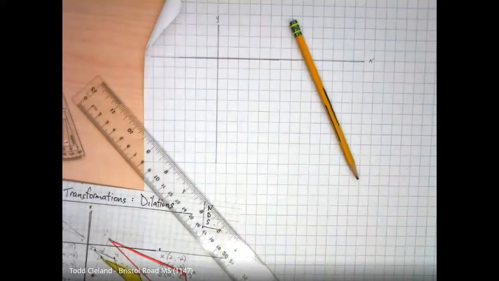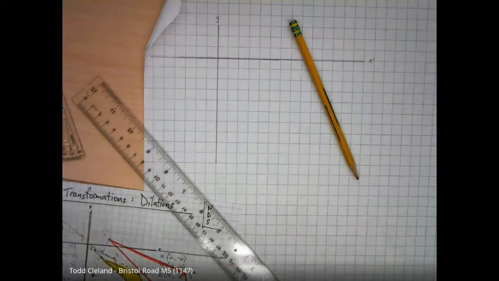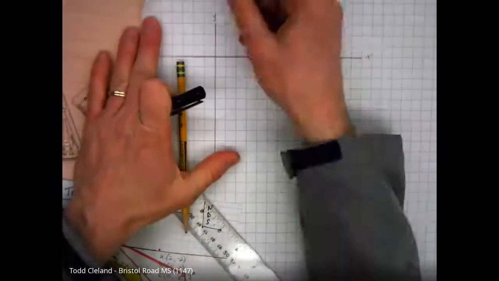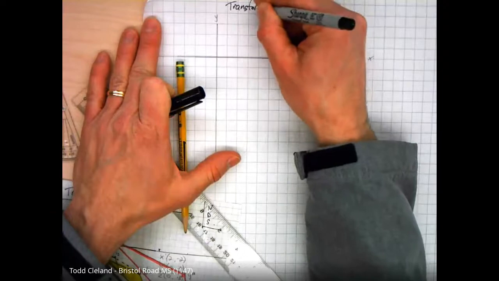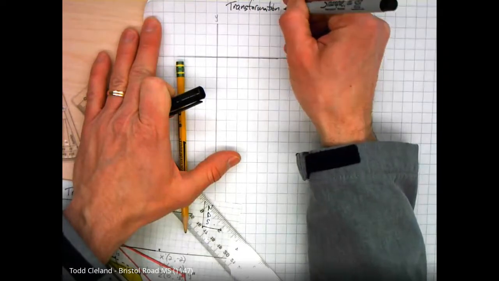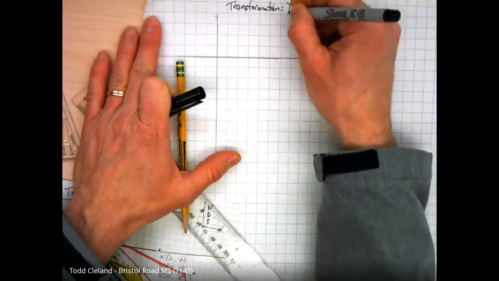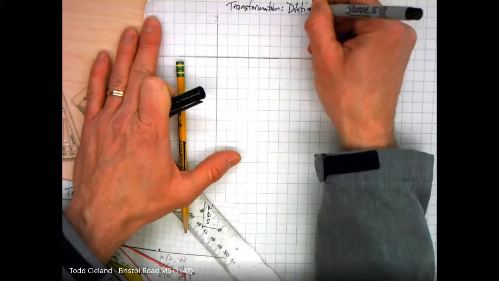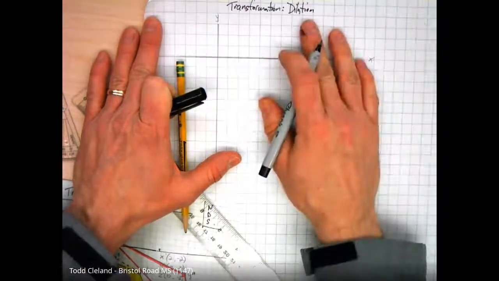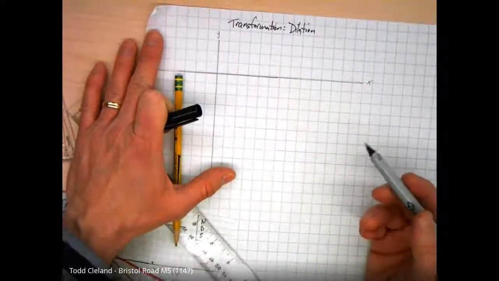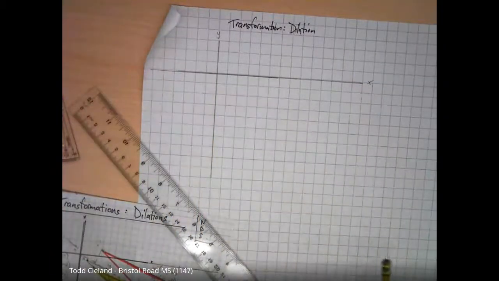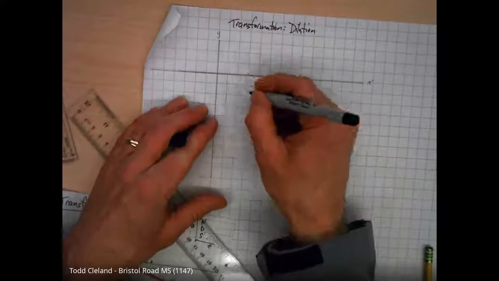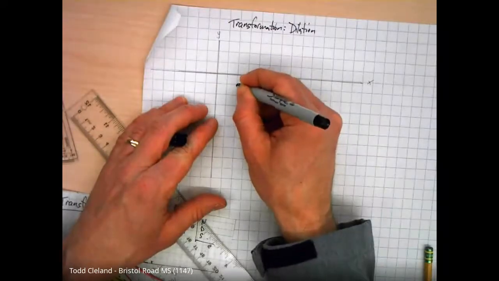And in particular, today we are going to be talking about a particular kind of transformation called dilation. And so the idea is you take a shape and you explode it. Kaboom! All right, so let's build ourselves a little shape here.